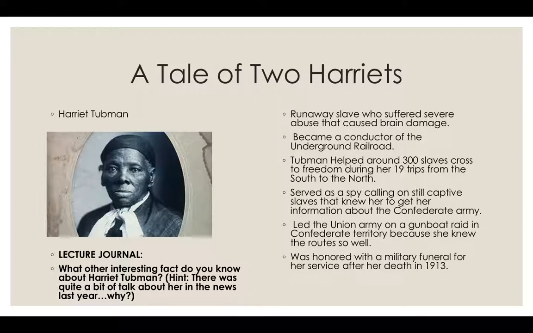Now, I realize that we haven't discussed the war specifically yet, but I think you can gather from this that the Confederate Army was the South during the Civil War and the Union Army was the North during the Civil War. And Harriet Tubman served as a spy for the Union Army by calling on people that she knew in the South to gather information for her that she could then relay. Harriet Tubman also led the Union Army on a gunboat raid into Confederate territory because she knew the route so well.